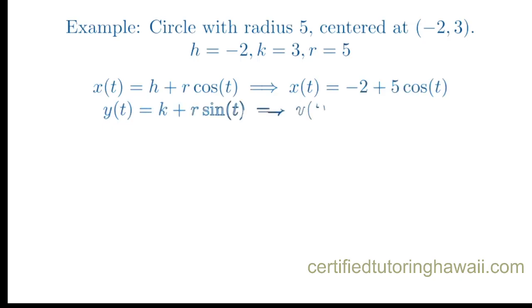These two equations now trace out that specific circle as our parameter t changes. Just like we saw earlier, this path traces out the circle counterclockwise, starting at the point h plus r, k, which in this case is 3, 3.